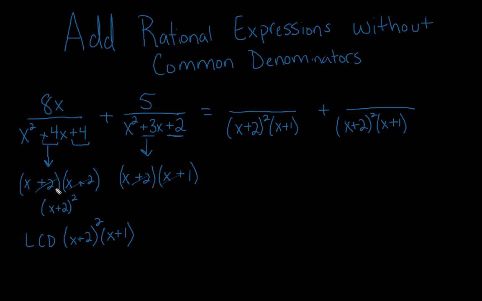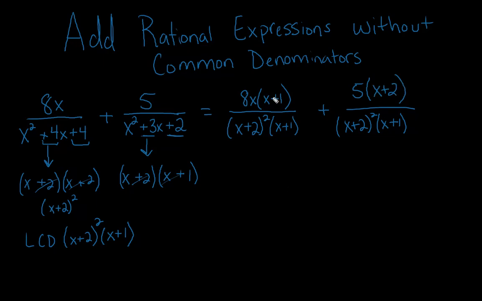If you can see, our original denominator here was x plus 2 times x plus 2. Well, what did we add to it? We added x plus 1. We multiplied x plus 1 on the bottom, so we have to do the same to the top. So it's going to be 8x times x plus 1. Over on this right-hand side, our original denominator is x plus 2 times x plus 1. Well, what did we add in? We added in another x plus 2. So we have to multiply the top by that as well. So it's going to be 5 times x plus 2.